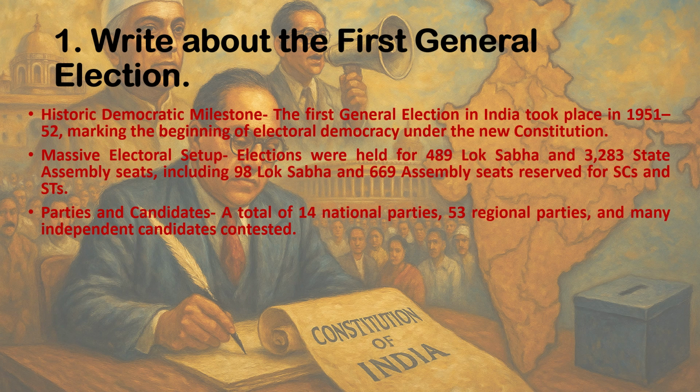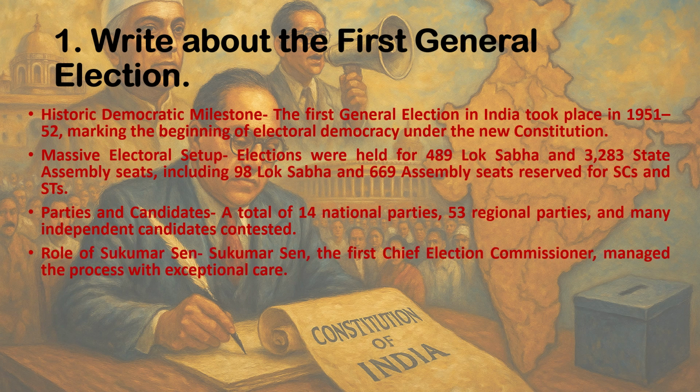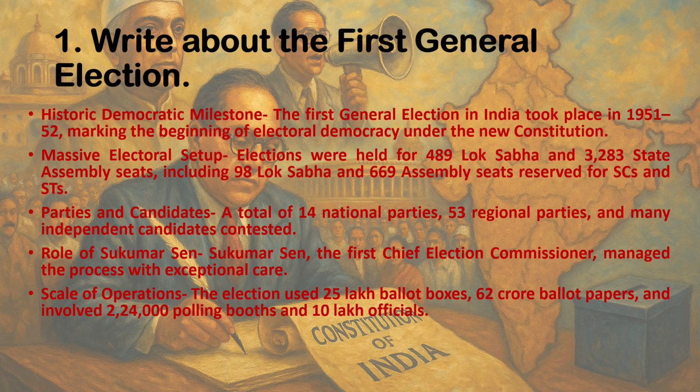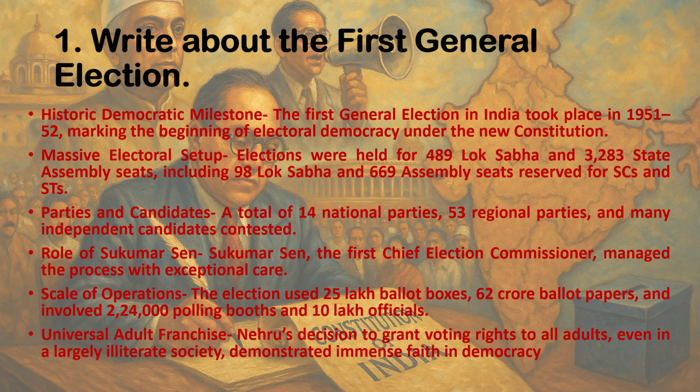A total of 14 national parties, 53 regional parties, and many independent candidates contested. Sukumar Sen, the first Chief Election Commissioner, managed the process with exceptional care. The election used 25 lakh ballot boxes and 62 crore ballot papers, and involved 2 lakh 24,000 polling booths and 10 lakh officials. Nehru's decision to grant voting rights to all adults, even in a largely illiterate society, demonstrated immense faith in democracy.